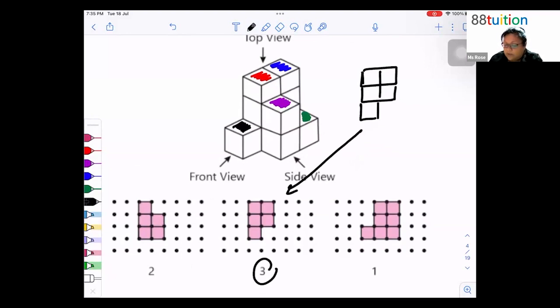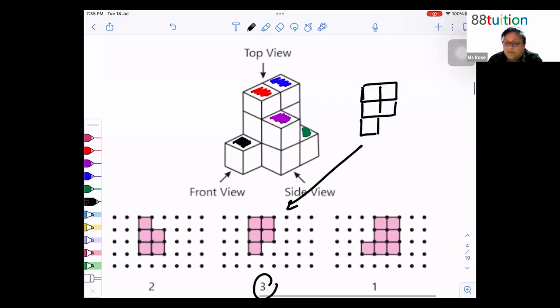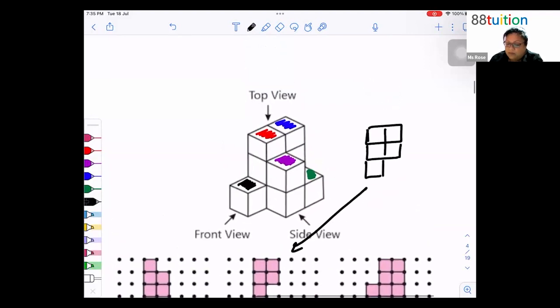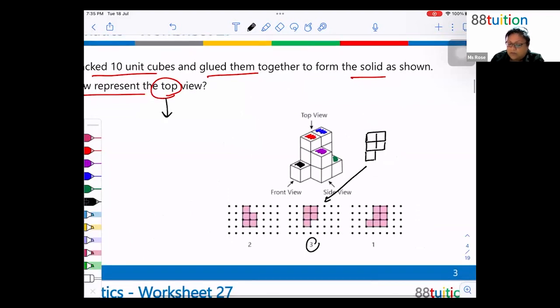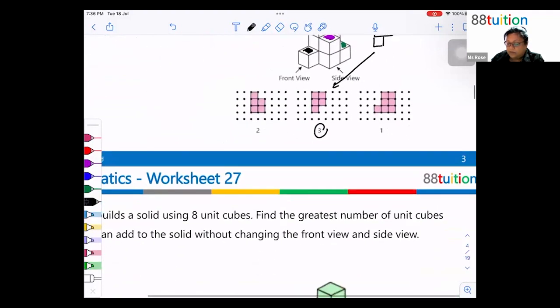Always take note. When they say top view, in this kind of question, top view is always based on the front view. You always do it from the front view. Top view from the front view. All right. Next question.